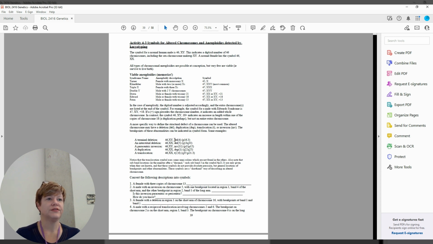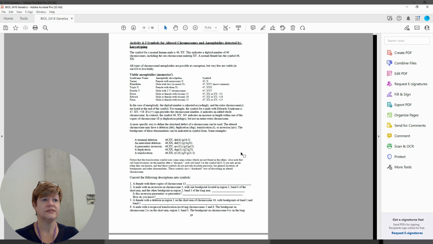After the XY comma, we say DEL, and then which chromosome number is affected, 4, if that was the case. And then in the next set of parentheses, we see the actual place where the deletion exists or where the chromosome has broken off. So in this case, p16.3. So you would be told that information and then you would formulate the symbol. If there is a deletion that involves 2 breakpoints and the piece in between is gone, that's a deletion as well. And you would indicate the 2 breakpoints in that set of parentheses after which chromosome is affected.